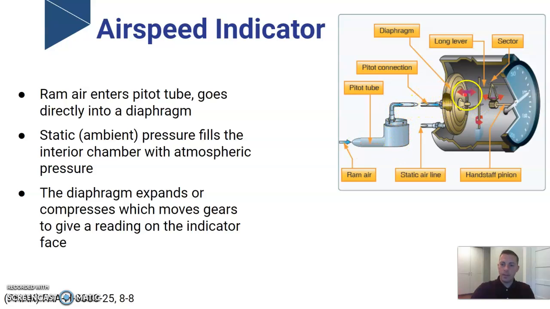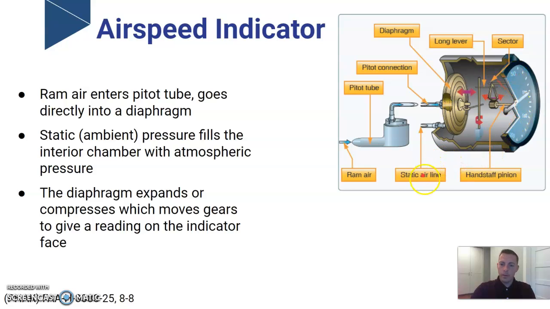As this diaphragm expands, it's connected to a series of linkage, which in turn turns all of this, and then it shows an increase on our airspeed indicator. And the same thing happens when we decrease our airspeed or decrease the pressure. That diaphragm will get smaller and that airspeed needle will be decreasing.